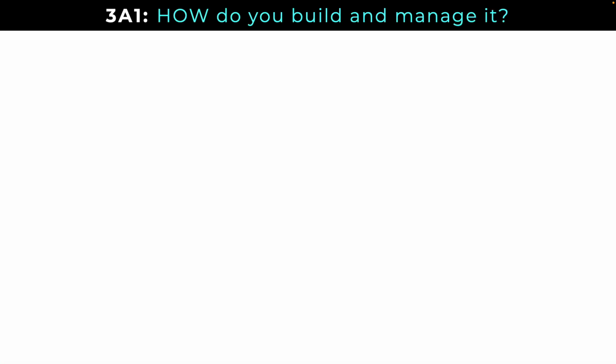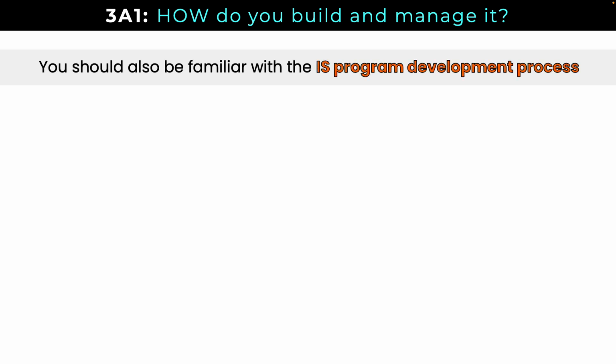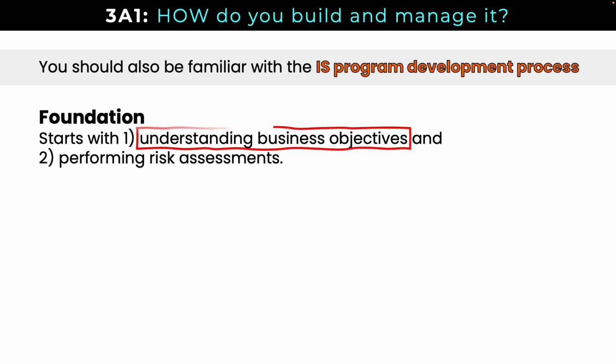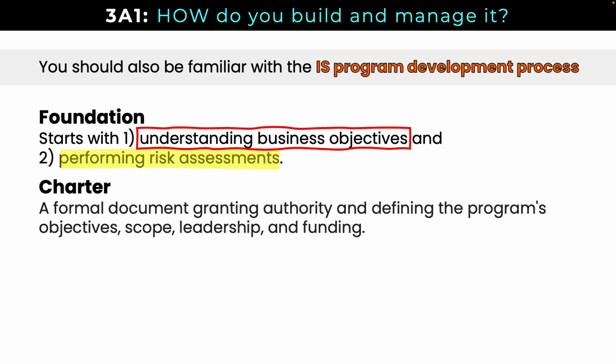The next question is, how do you build and manage the program? So what's the development process? So it starts with the foundation, understanding business objectives and performing risk assessments, which give us the information we need to go in and then perform risk analysis on specific asset threat pairs. There's the charter, which is the formal document granting authority and defining the program's objectives, scope, leadership, and funding. So at this point we have our resources.